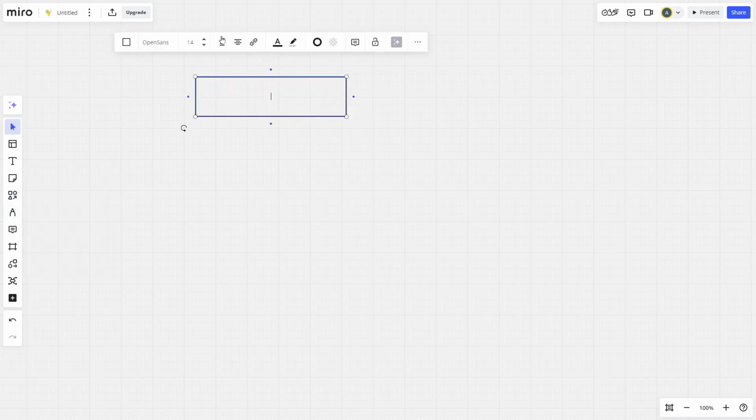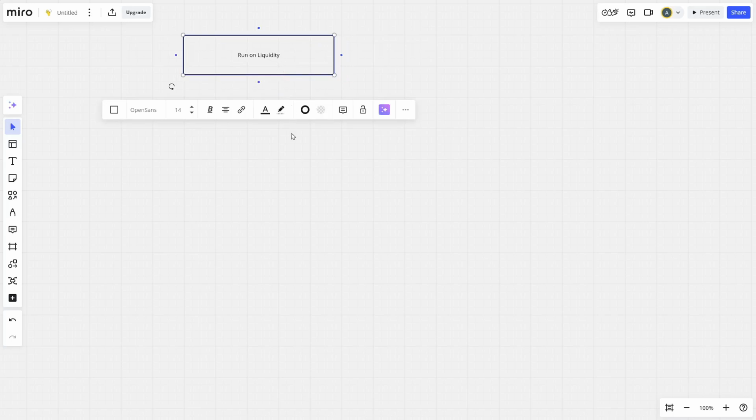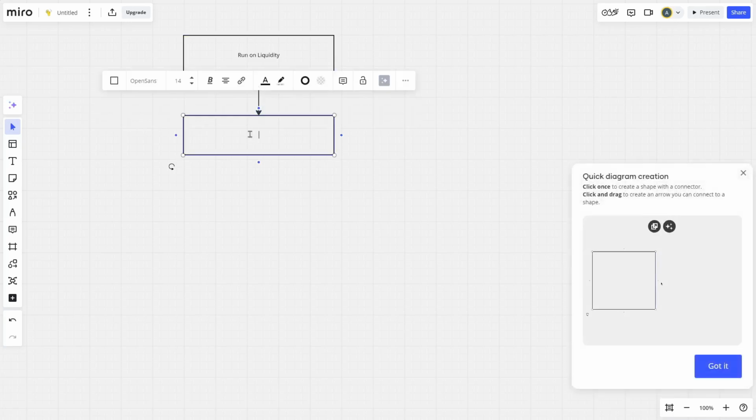First thing you want to do is make a little box and type in there the very first thing you want to happen. So for me, that is a run on liquidity. After I get that run on liquidity, what am I looking for next? Well, what I'll do, I'll just click on the box and press that little arrow there. So now as you can see, I'm starting to make a flowchart. What am I looking for next? I'm looking for S&T.